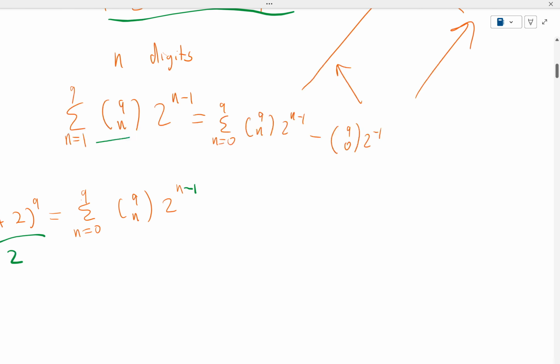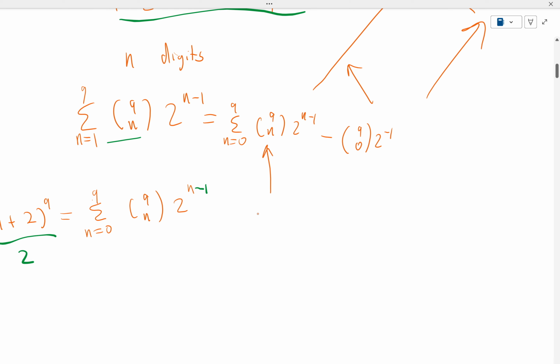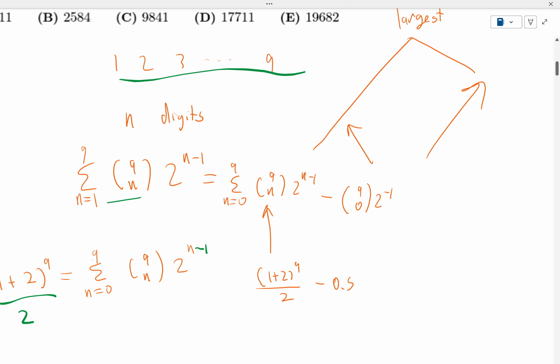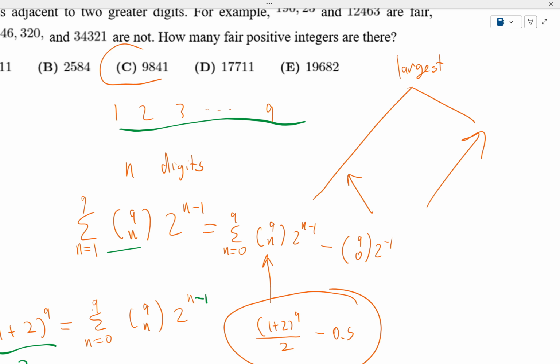So this is equal to 1 plus 2 to the power of 9 over 2, minus 9 choose 0 times 2 to the power of negative 1. That's just 0.5. And then now you have the answer, right? So you can manually compute this out to get that the answer is C.